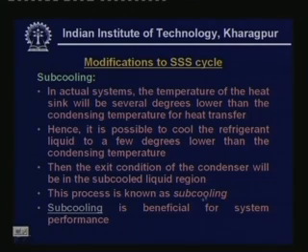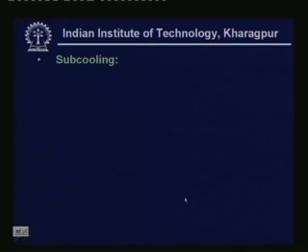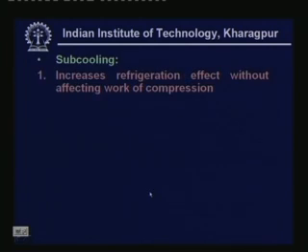So let us summarize this. Subcooling increases refrigeration effect without affecting work of compression. I forgot to mention this. You might have seen that because of subcooling there is practically no change on the compression side. That means the work of compression remains the same whether you subcool the refrigerant or don't. That means you are getting the benefit of additional refrigeration effect without affecting the work of compression.